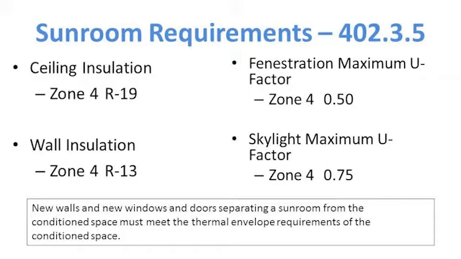Basically, sunroom requirements, and this is in section 402.3.5, have a ceiling insulation requirement here in Kentucky of R19. And the fenestration maximum U factor for this climate zone 4 is 0.5 or less. The wall insulation needs to be R13, and the maximum U factor for the skylight is 0.75. These are requirements for sunrooms.